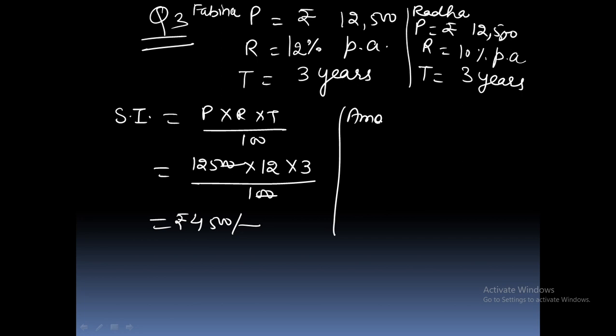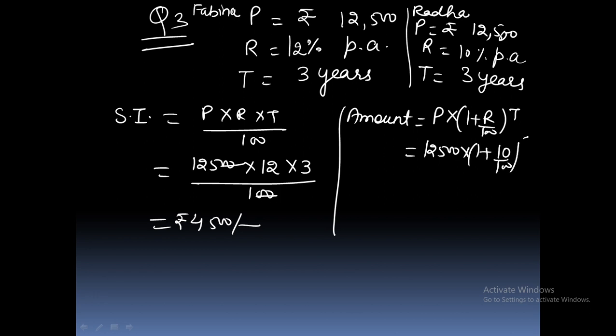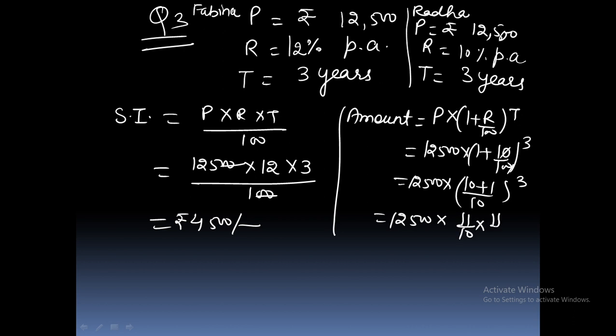And on this side, first of all we will calculate the amount. P multiply 1 plus R over 100 power T. P is given 12,500 multiply 1 plus 10 over 100 power 3. 0 cut with 0. 12,500 multiply, LCM will be taken 10, 10 plus 1, 11 power 3. 12,500 multiply 11 by 10, that should be multiplied 3 times. 11 by 10, 0 cut with zeros.